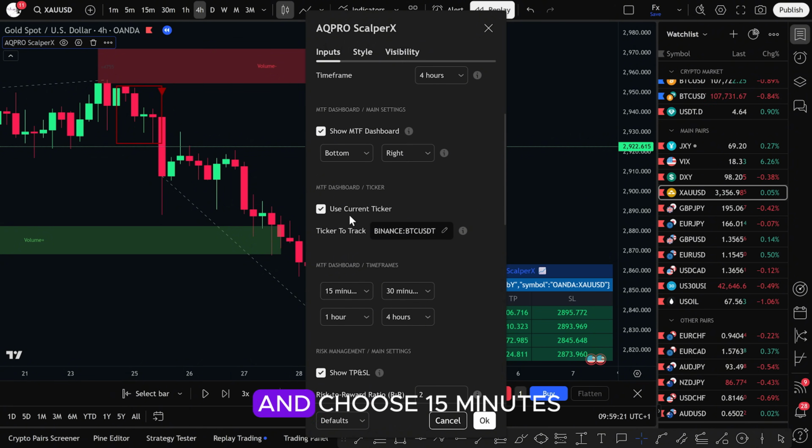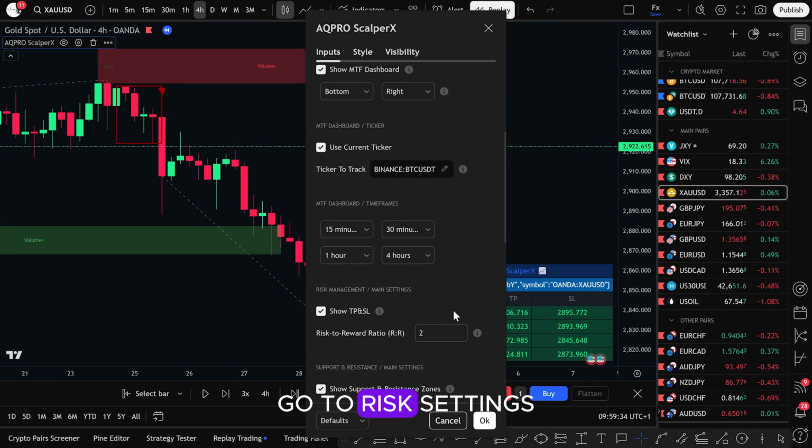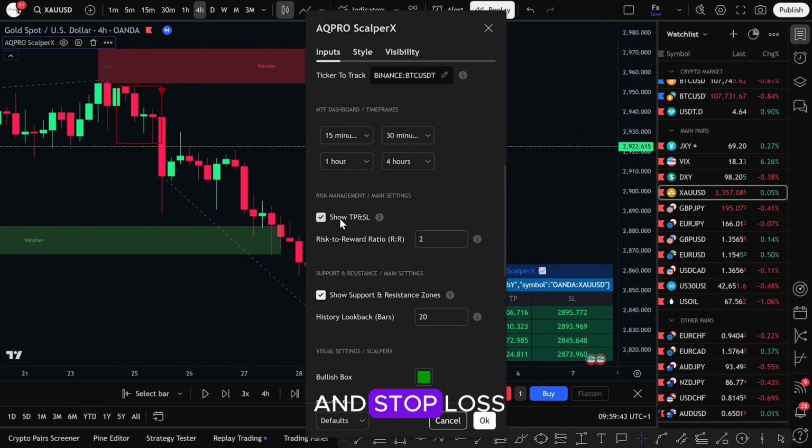Enable Use Current Ticker and choose 15 minutes, 30 minutes, 1 hour, 4 hours for your dashboard timeframes. Go to Risk Settings, turn on Take Profit and Stop Loss, and set Risk to Reward to 2. Switch on Support and Resistance Zones with a look back of 20 bars for key levels.